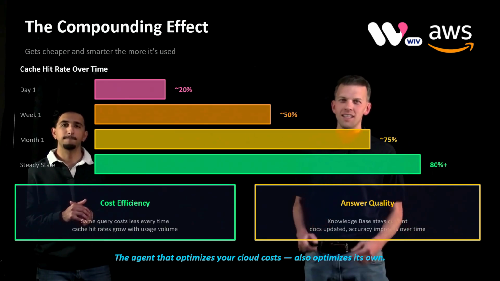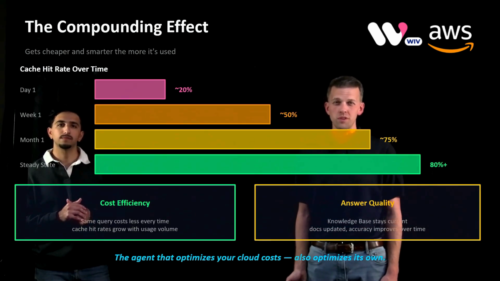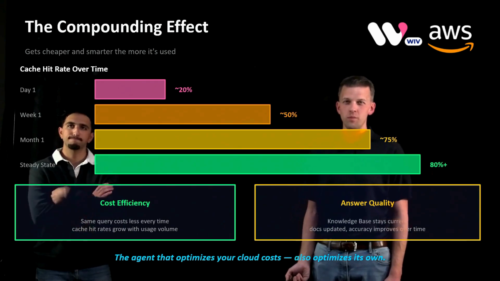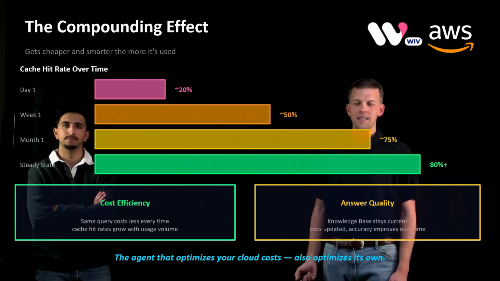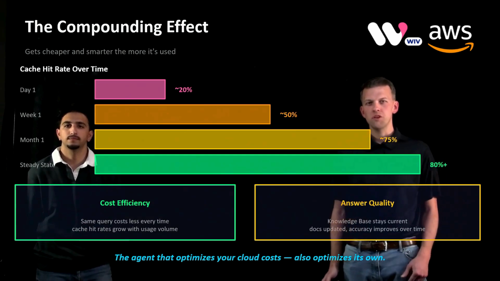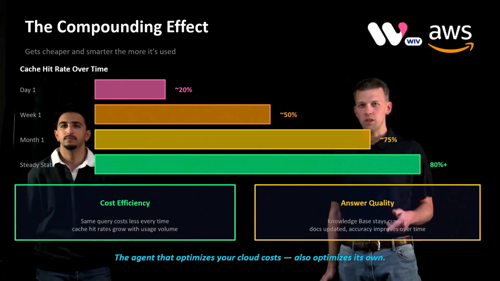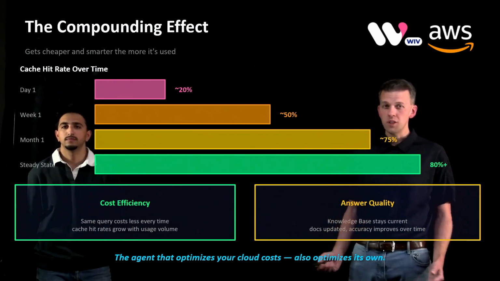So prompt caching gets better over time. Starting on day one, cache hit rates may be about 20%. By week one, they can get to 50%. By month one, they can be up to 75%. And then consistently about 80% or above beyond that, which means the same query literally costs less each time it runs. At the same time, answer quality is improving because your knowledge base is growing.